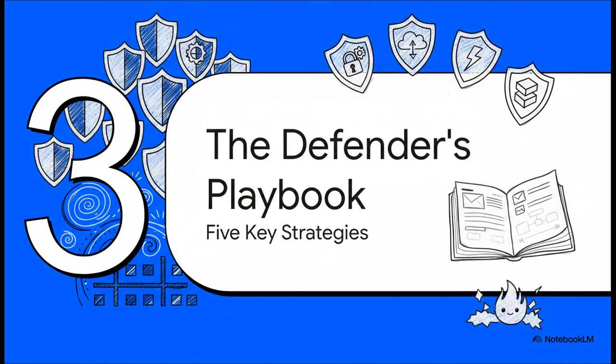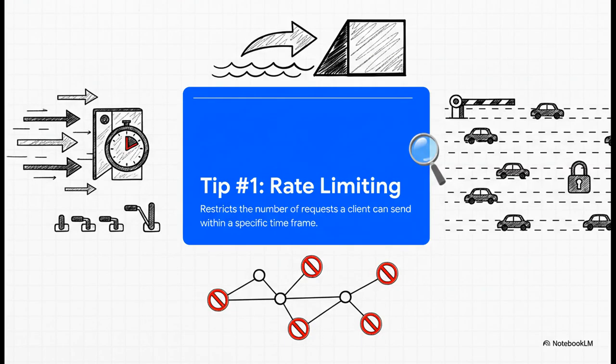Okay, enough of the doom and gloom. Let's talk solutions. This is Section 3, the Defender's Playbook. We're going to walk through 5 key strategies you can use to build a really strong layered defense to protect your APIs. All right, first up, and this is really the foundation of your defense, rate limiting and throttling.